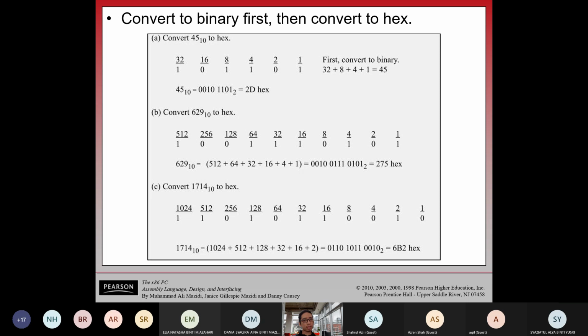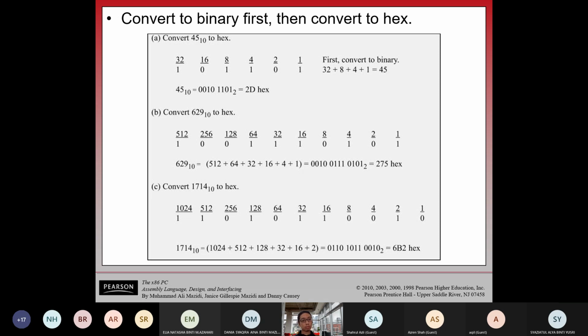Then 16, and you have 5 left. 16 plus 5, which is 4 and 1. So you get 1 0 0 1 1 1 0 1 0 1. That's how you get the base 2 number.